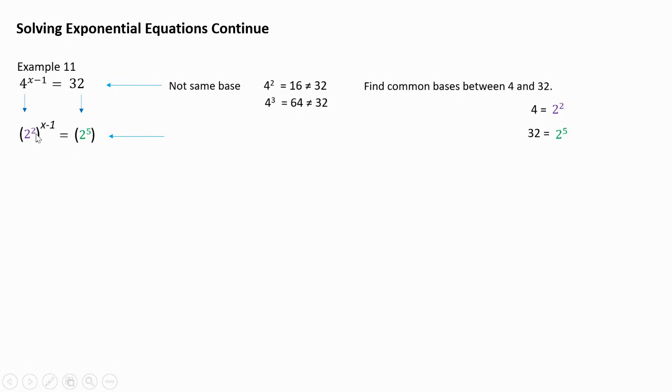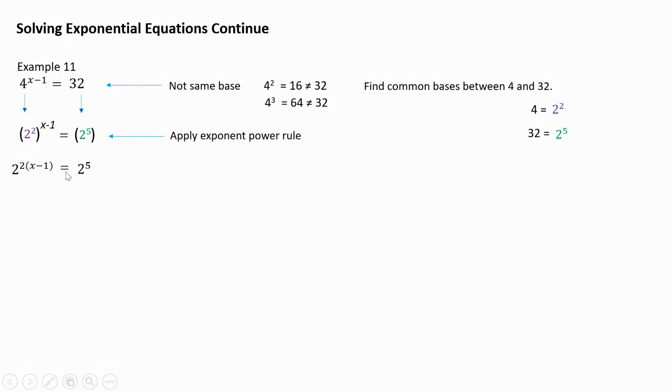Then I need to apply here, guys, the power rule. I need to apply the exponent power rule. Which means, when we have a base raised to a power raised to another power, we multiply the powers. So this will be 2 times x minus 1 equals 2 to the 5th.